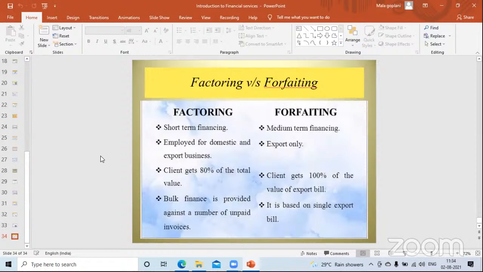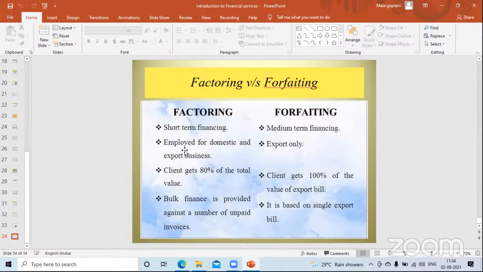We have a last slide, which is factoring versus forfeiting. See, factoring में क्या होता है? It is short term financing. Factoring में क्या होता है? आप invoices बेचते हो और आपको finance मिलता है. Forfeiting में क्या होता है? Medium term financing.